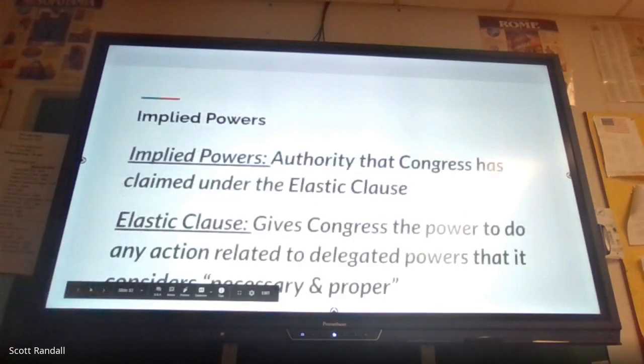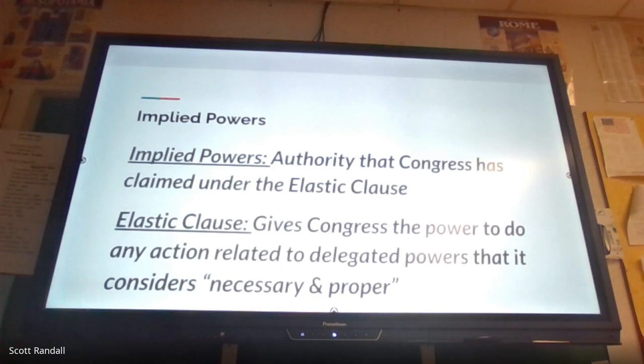And then you have implied powers. When you imply something, it's not officially stated, but it's an idea. So the 18th clause of Section 8 is called the elastic clause. When you think about elastic, it stretches, right? So the elastic clause is put in there, basically giving Congress the powers for necessary and proper laws and stuff.